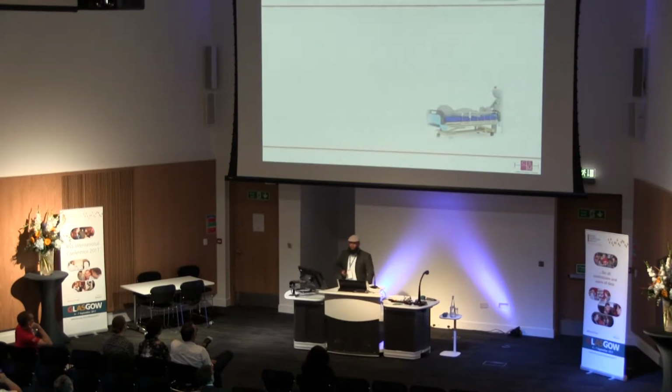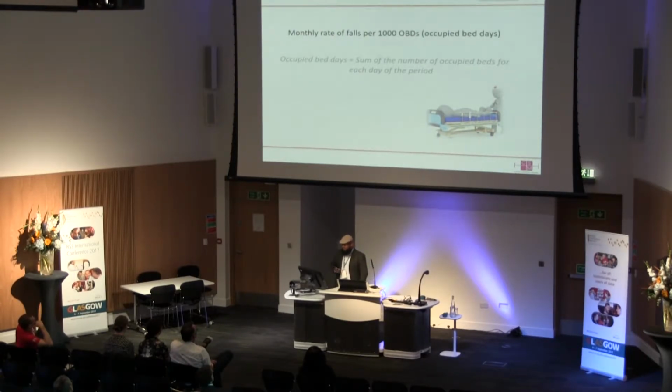In terms of the outcome that we were looking at, the outcome is the monthly rate of falls per 1,000 occupied bed days. And this is a rate which is used within the NHS to compare the fall rates across trusts, across hospitals, and nationally. The occupied bed days is the sum of the number of occupied beds for each day of that period. So we looked at the monthly rate of falls.